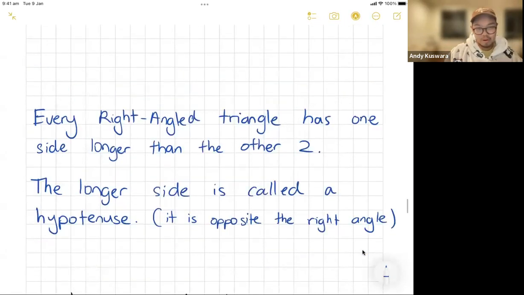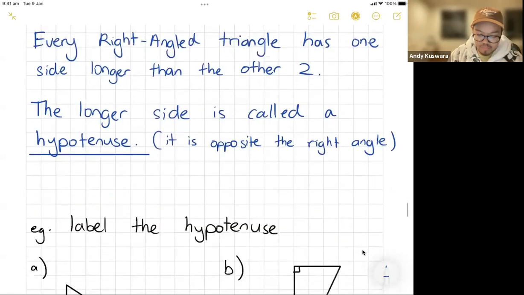Now, a little note about right-angled triangles is each one has one side longer than the other two. So one side is longest. This longest side, we call the hypotenuse. The easiest way to spot it is it is opposite, or across from, the right angle, the 90-degree angle. Again, if you need to pause it, write it down. Once you've got this, we're going to move on.